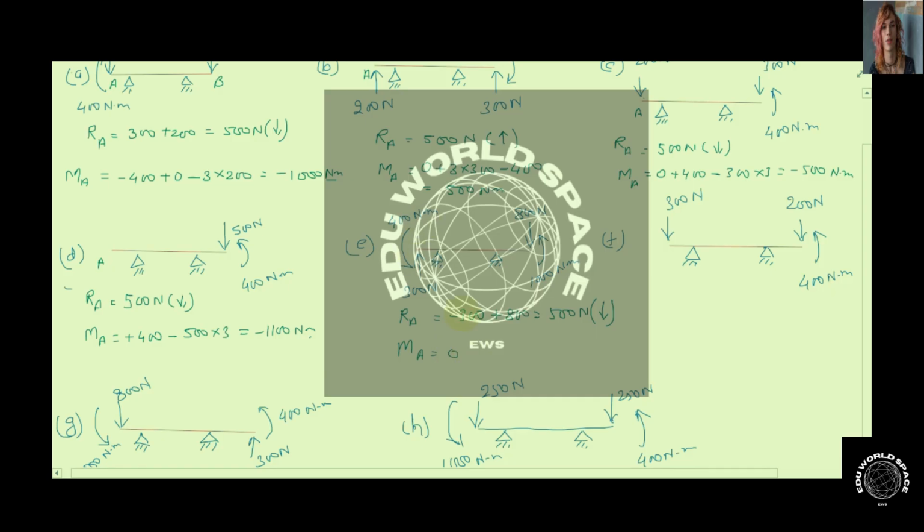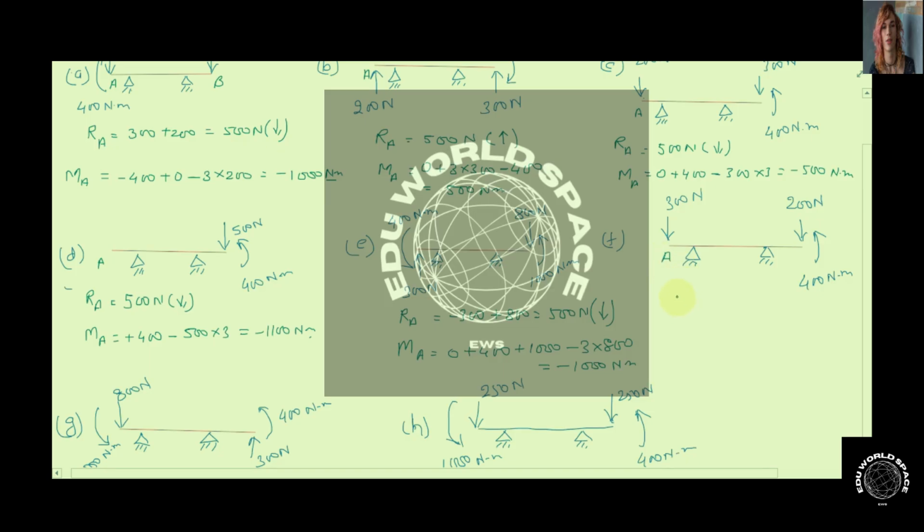Now this 400 Newton meter is in counterclockwise direction, so plus 400. This 1000 Newton meter is also in counterclockwise, so plus 1000, and this 800 Newton is going to cause a clockwise couple, so it will be minus 3 multiplied by 800. So this is 1400 and this is minus 2400, so it comes out to be minus 1000 Newton meter.